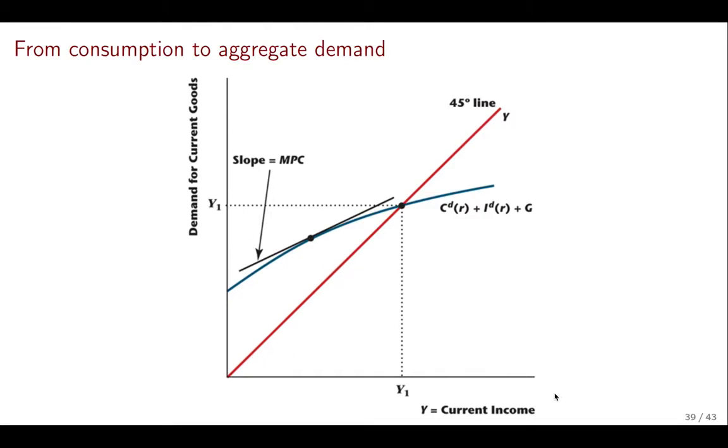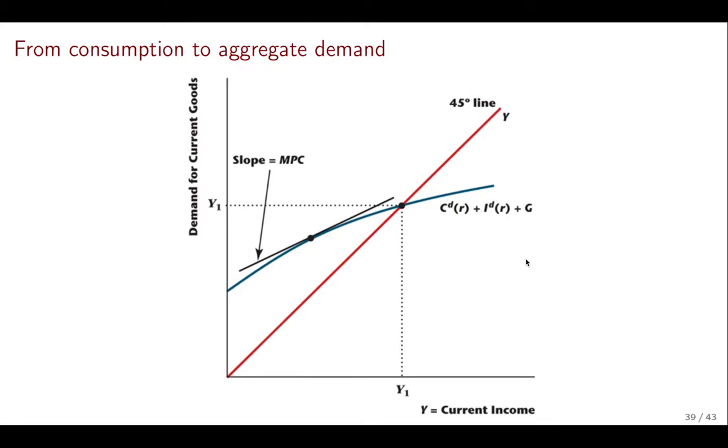Now this looks very similar to the problem we had before, but it is slightly different. Let's see what the differences are. First, this blue line is no longer just consumption. Now it is consumption plus investment demand plus government spending. So this is the hypothetical aggregate demand if you had this level of income, this level of income, this level of income. So this is giving you what aggregate demand will be for different levels of income.